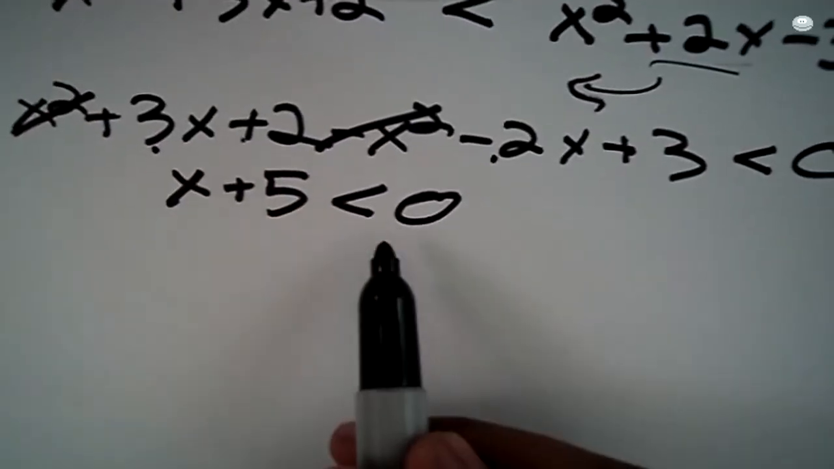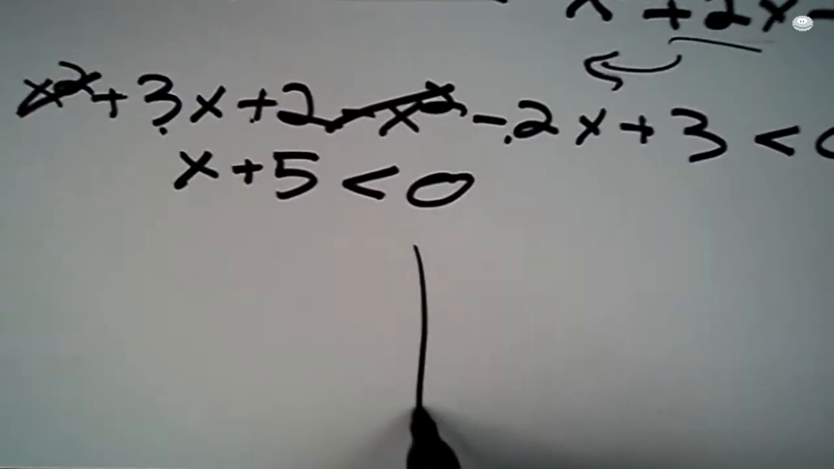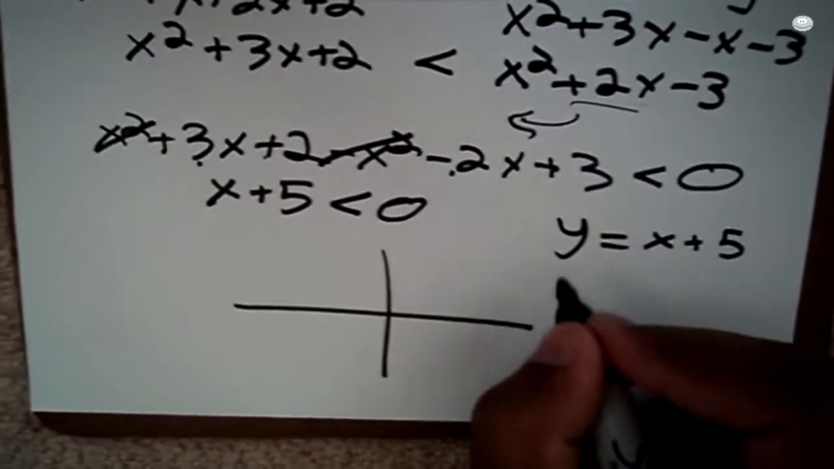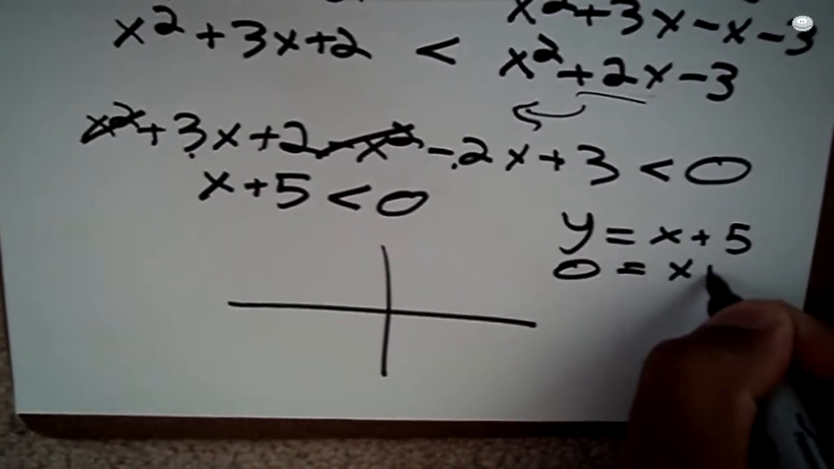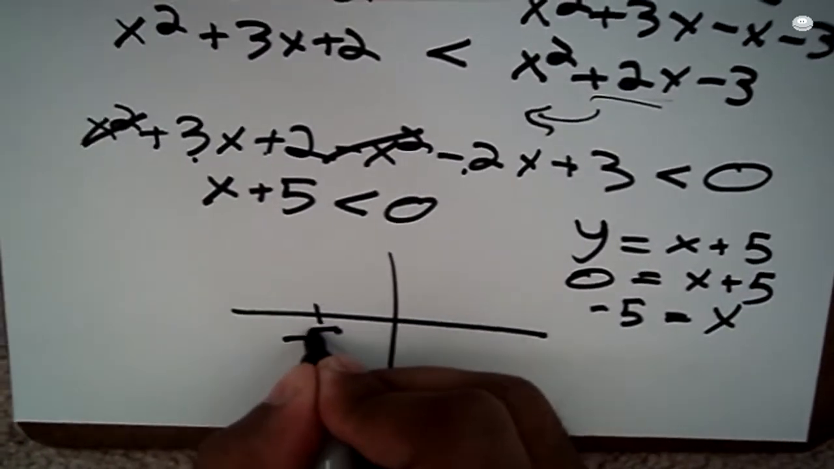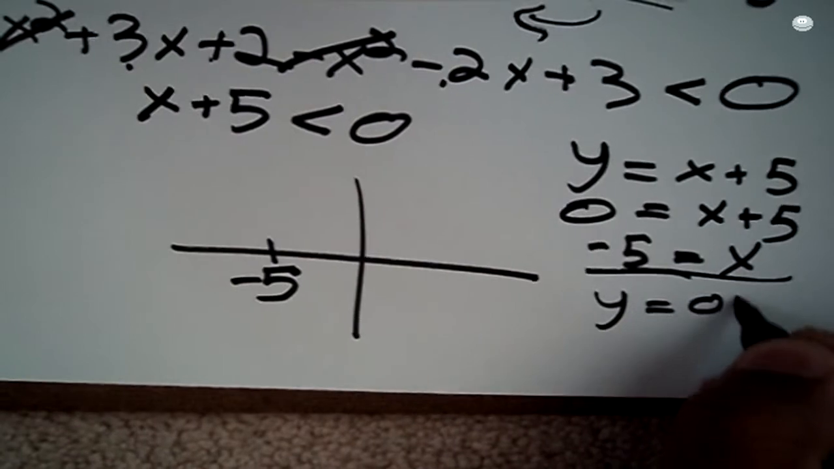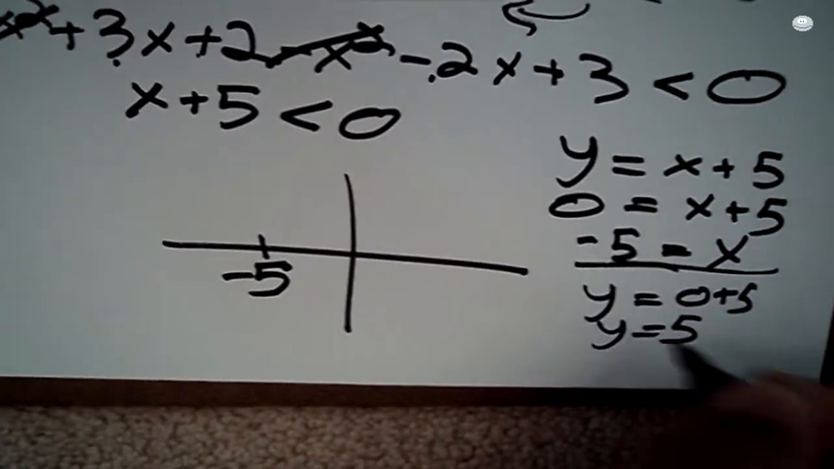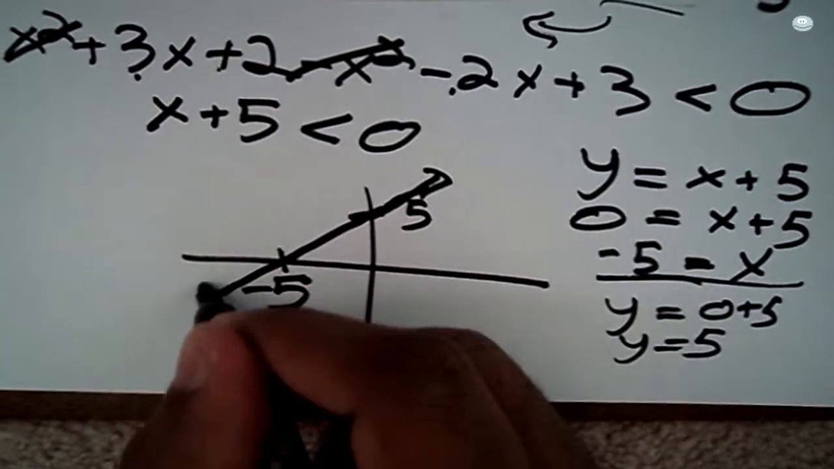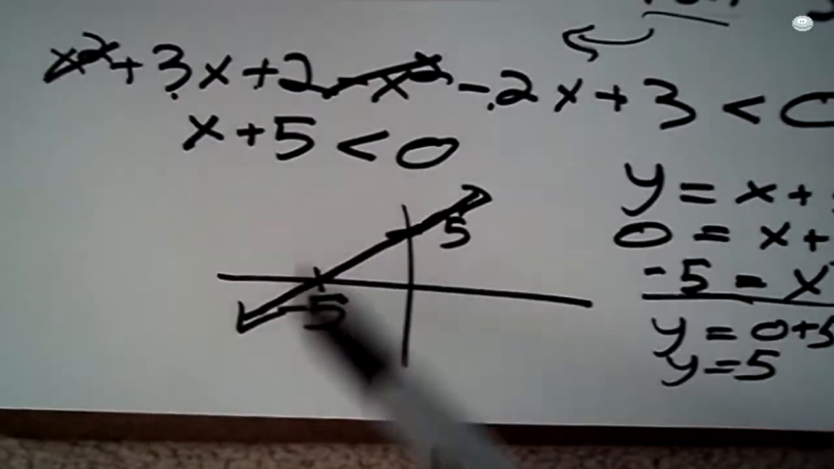You can tell it's a linear inequality. So to graph this, you would do y equals x plus 5. Say y is 0, so it hits the x-intercept at negative 5. But then if you put x as 0, the y-intercept is 5. So the line would look something like this. And that's our graphical method right there.